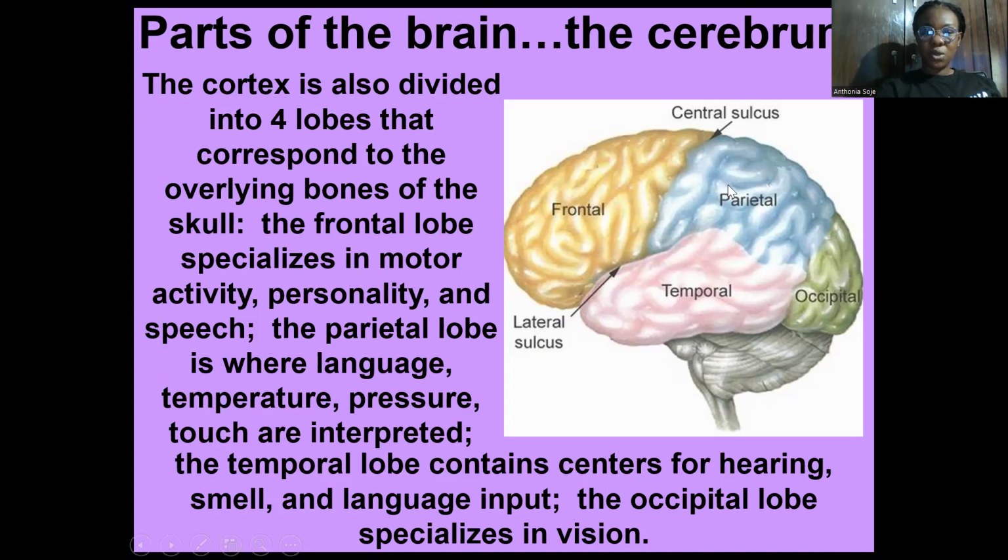The parietal lobe is where language and the ability to sense temperature, pressure, and touch are interpreted. Damage to this area would also affect those functions. The temporal lobe contains the centers for hearing and smell. Language input is seated in the temporal lobe. And the occipital lobe is the special area for vision. Damage to this area would impact an individual's vision.